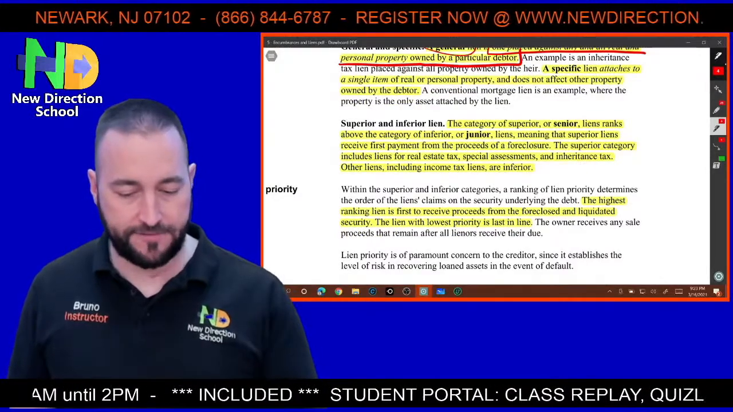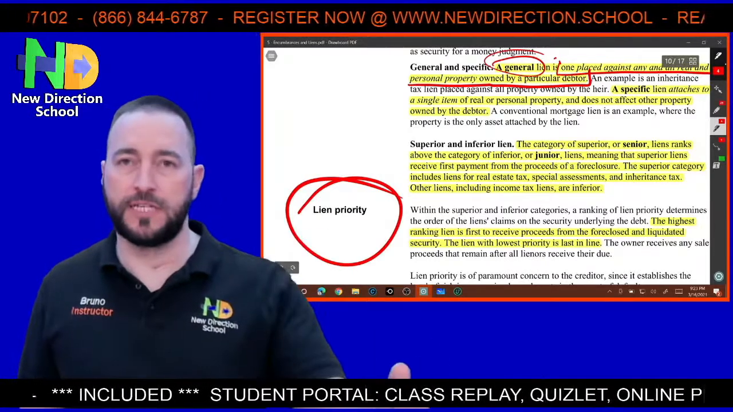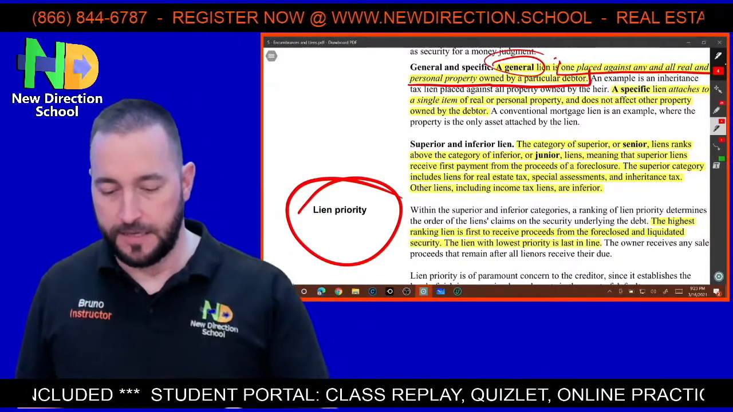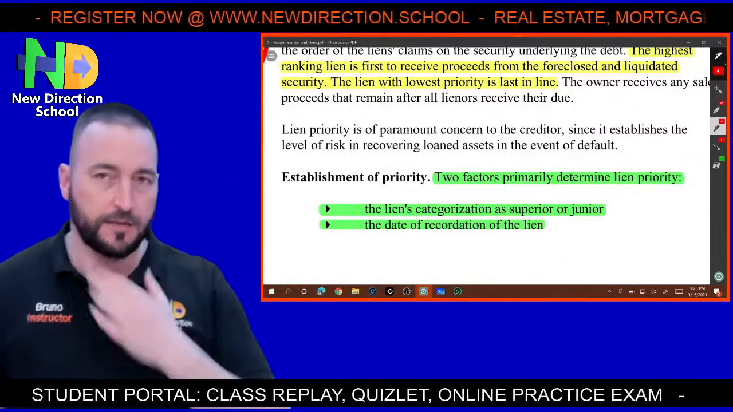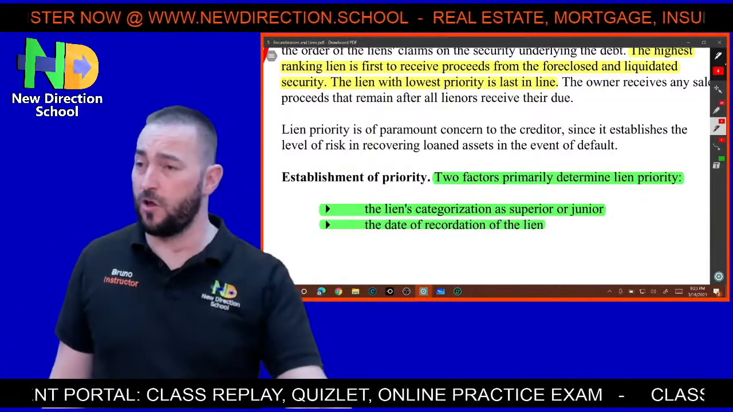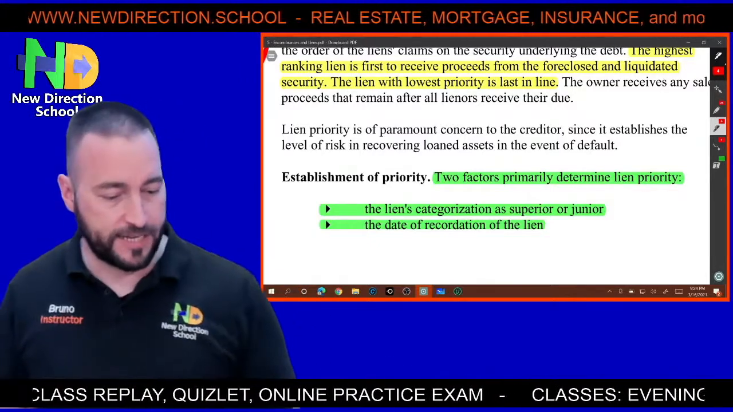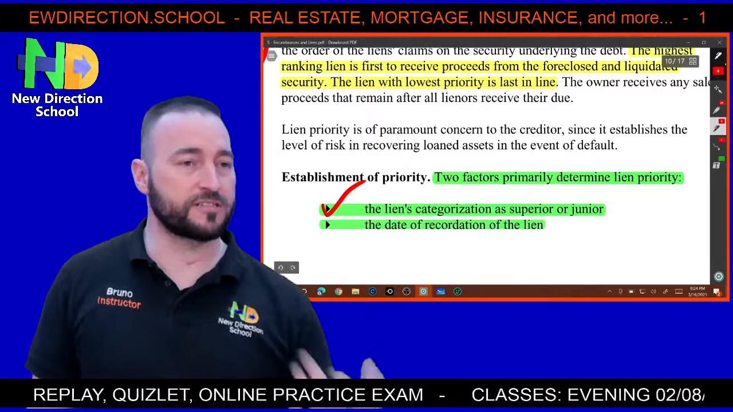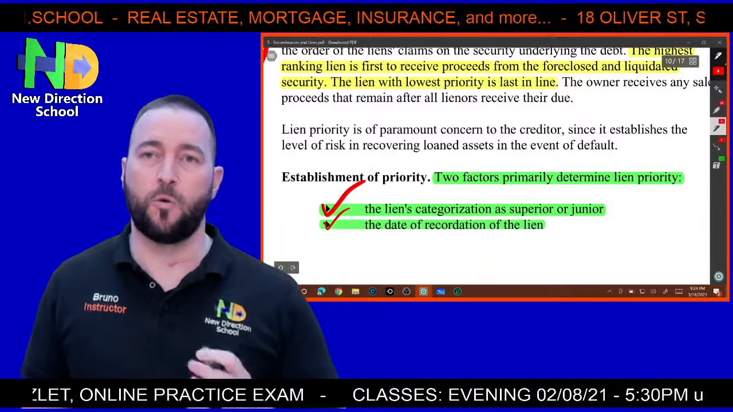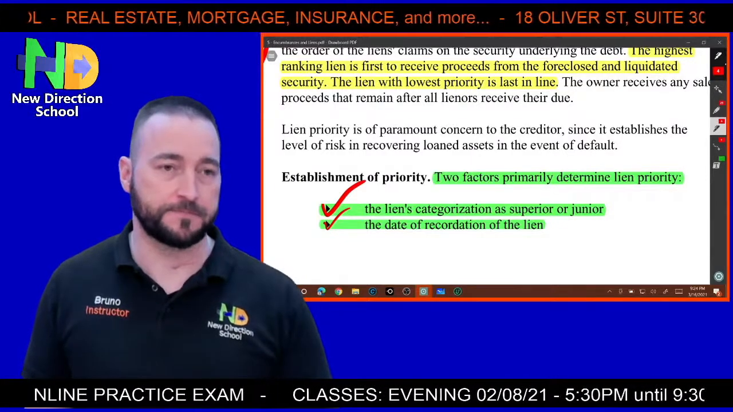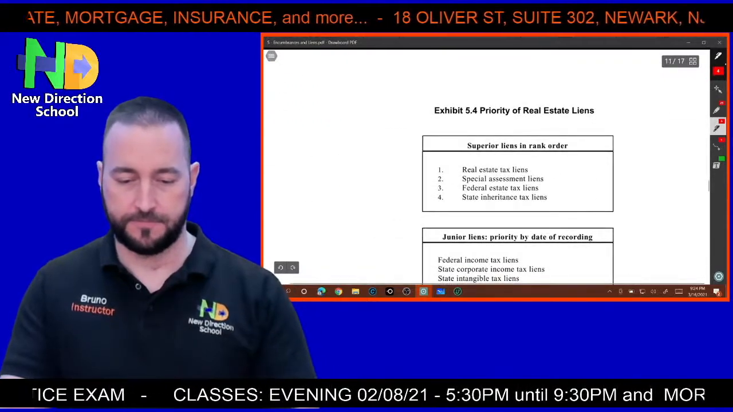All right, the last thing we have is lien priority. Okay, there are superior liens and there are inferior liens, right? And I'm going to show you right now. How do we establish priority? First thing is, by the way, priority is in terms of foreclosure. If you get foreclosed, who gets paid first in the foreclosure? So for us to figure that out, we need to figure out first, is this a superior lien or a junior lien? And then the second thing is, when was it recorded into public records? All right? So, here you go. Next page.